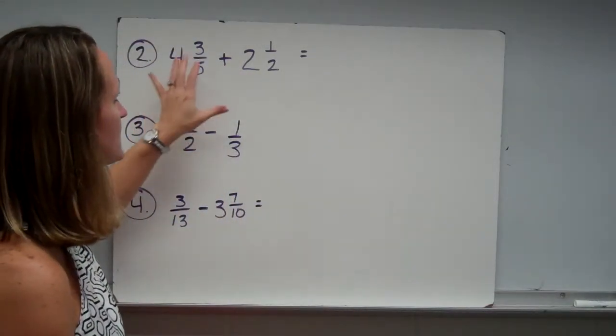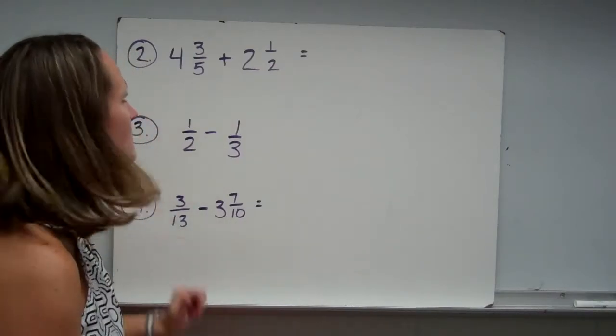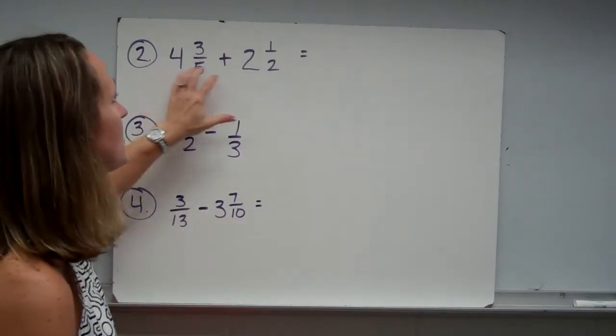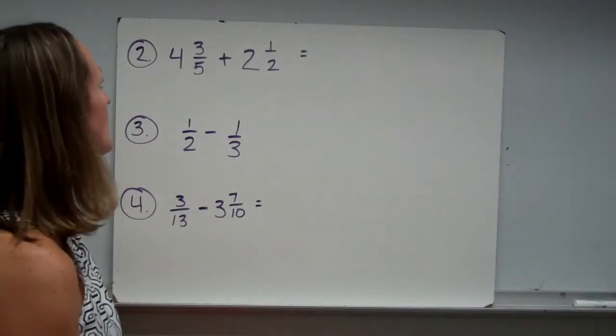4 and 3 fifths plus 2 and 1/2. Okay, thinking back to my steps, the first one was convert mixed numbers. Well, here I have 2 mixed numbers, so the first thing I want to do is convert them.